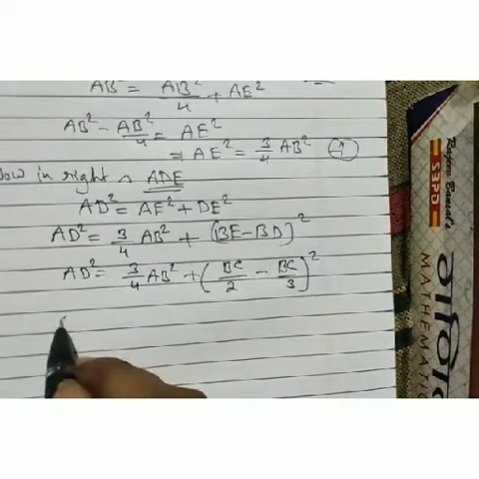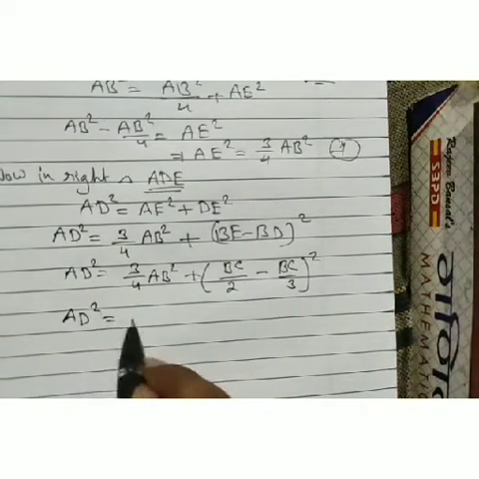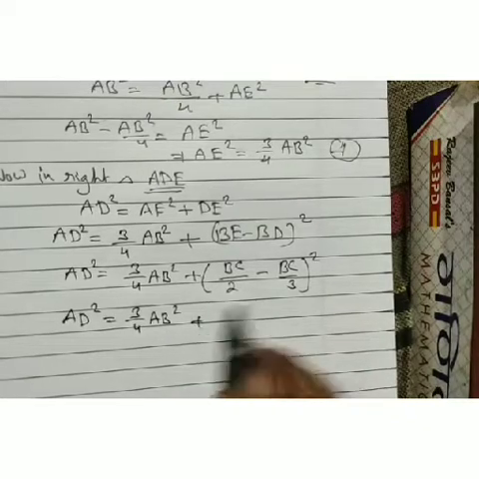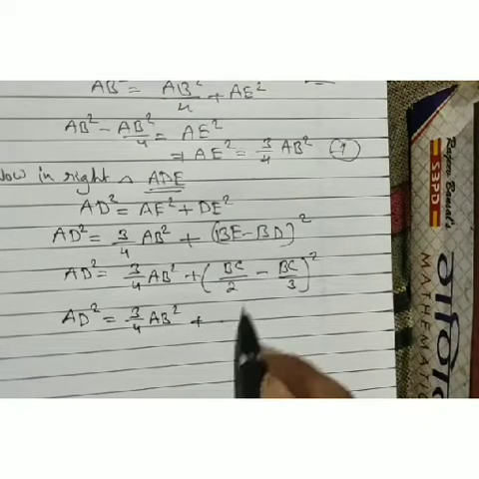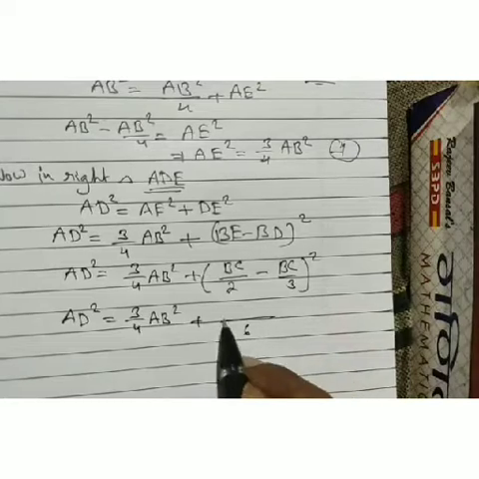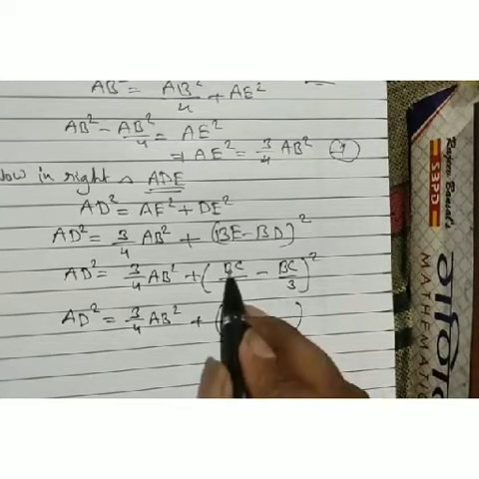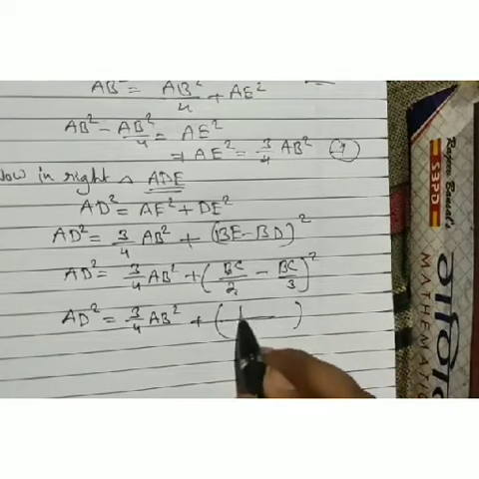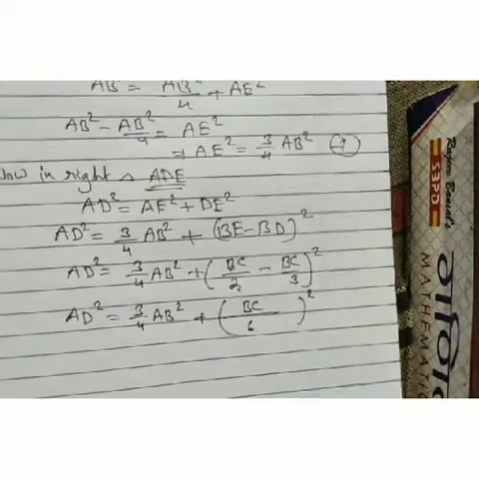Now look, we have AD square is equal to 3 by 4 AB square plus the square of (BC by 2 minus BC by 3). Then we are going to take the LCM there, it's 6. Then it's 3 BC minus 2 BC, then we get BC there. It's BC by 6 whole square.